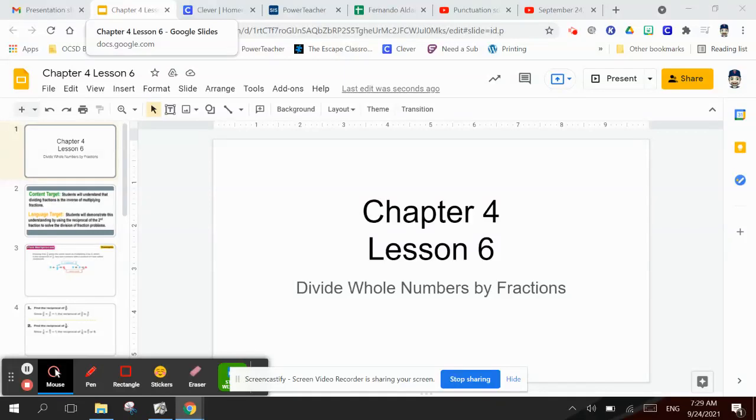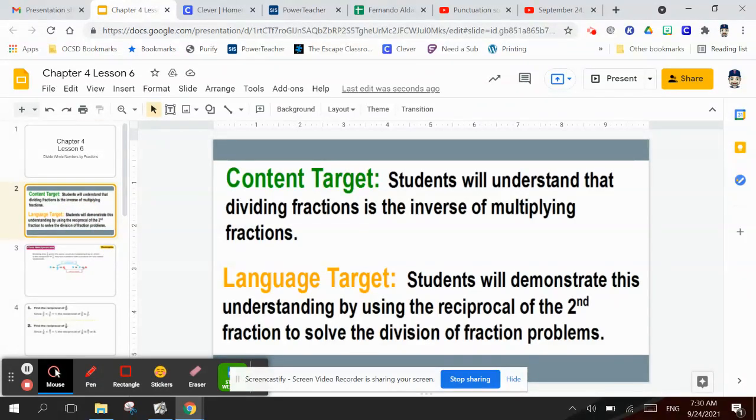Chapter 4, Lesson 6, Divide Whole Numbers by Fractions. Our content language target today, content: Students will understand that dividing fractions is the inverse of multiplying fractions. Inverse simply means opposite. Language target: students will demonstrate this understanding by using the reciprocal of the second fraction to solve the division of fraction problems.